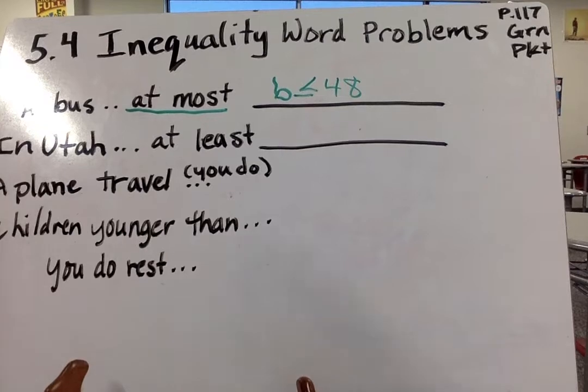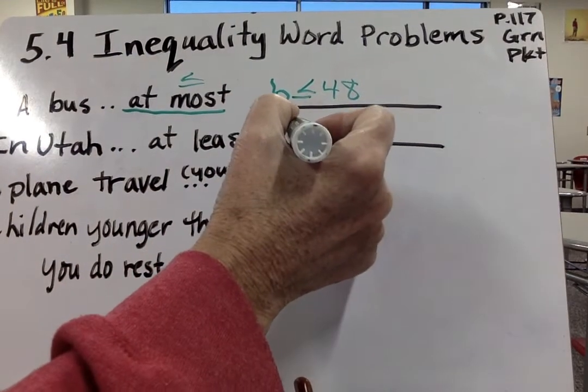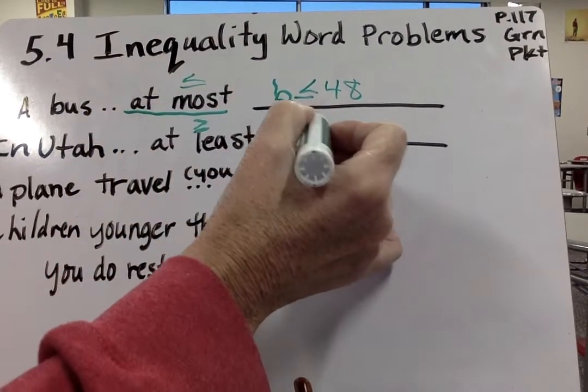So if you see "at most," go ahead and put this above the words, so it's less than or equal to. Next one: in Utah, you must be at least 16 years old to obtain a driver's license. Can you be 14 years old or 13 or 12 and get a driver's license in Utah? No, so "at least" does not mean less than. If you're at least 16, that means you could be 16, 17, 18, or 19. So your age at least is going to be, and put this sign above it, greater than or equal to.